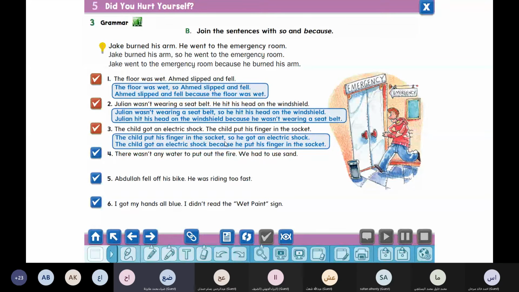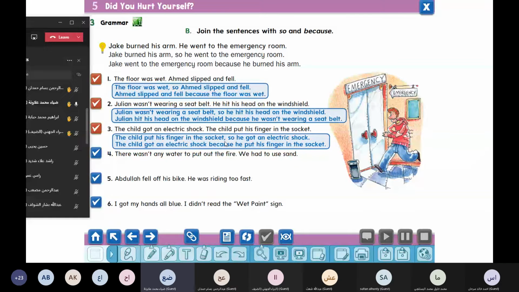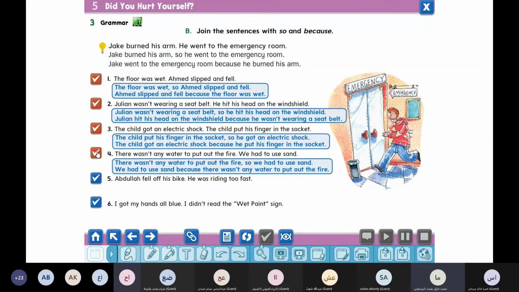There wasn't any water to put on the fire. We had to use sand. We had to use sand because there wasn't any water to put out the fire. Good. Or we can say there wasn't any water to put out the fire, so we had to use sand. Good. Should we write them because there is no space? There is no space. I know that. Just take a picture of them.